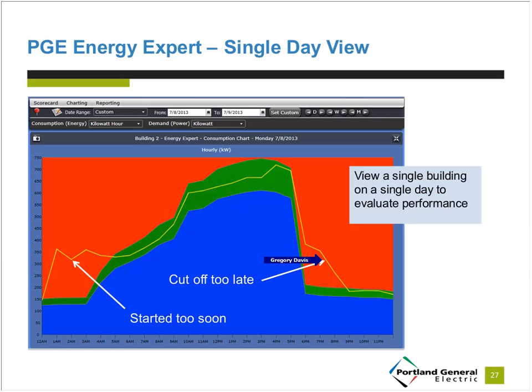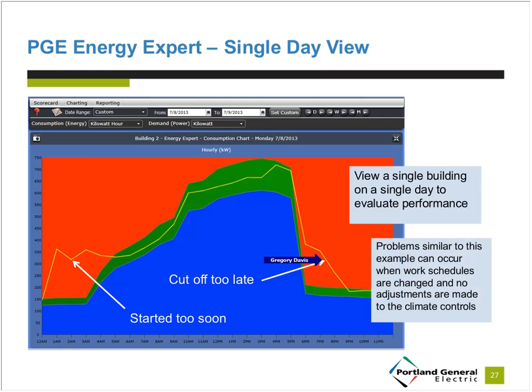Why is it out of the expected range? And make decisions on what you're going to do to get it back within that expected range. In this particular case, these problems are very similar to an example where a company changed their shifts.